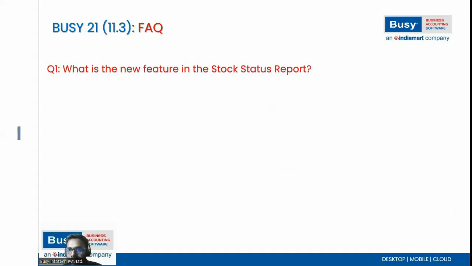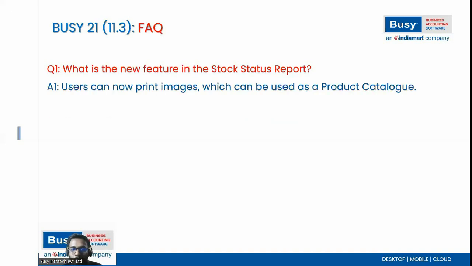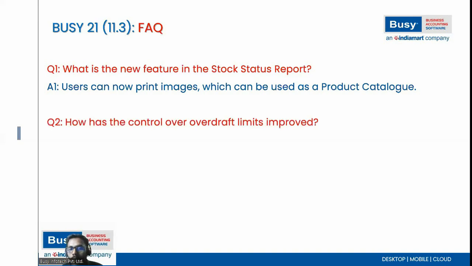Now we will look into some FAQs that we will discuss. What is the new feature in the stock status report? The user can now print images which can be used as a product catalog. The main purpose of this feature is to give the product catalog to the customers. And how has control over overdraft limit improved?